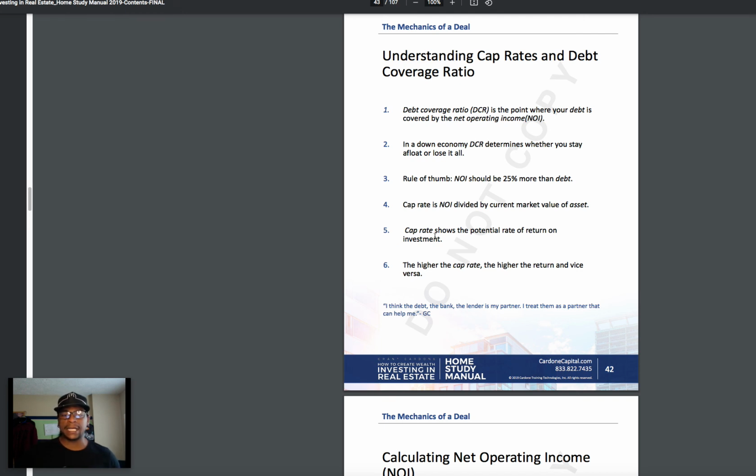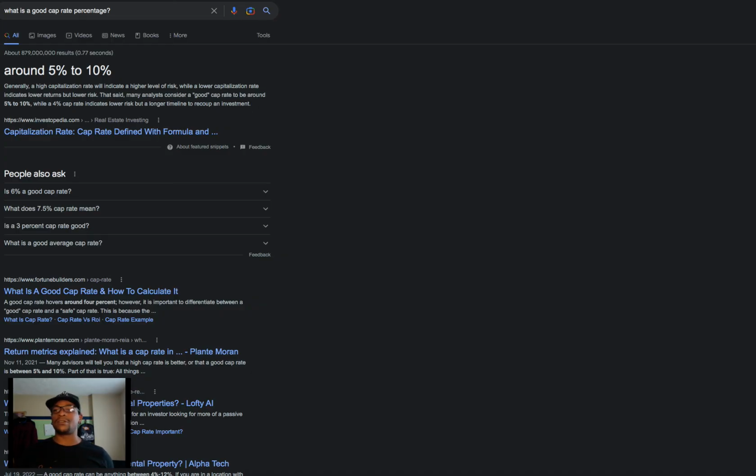The cap rate shows the potential rate of return on investments, and the higher the cap rate, the higher the return, and vice versa. I guess I should have just read number 6 instead of having to Google that. What the heck did I just click on? All right, sorry about that, guys.